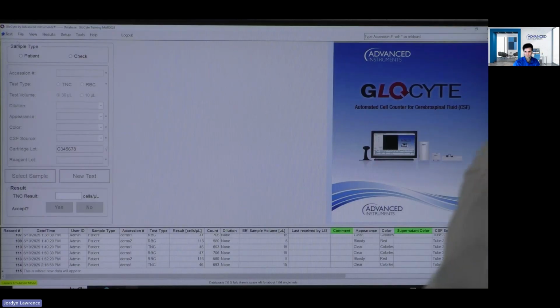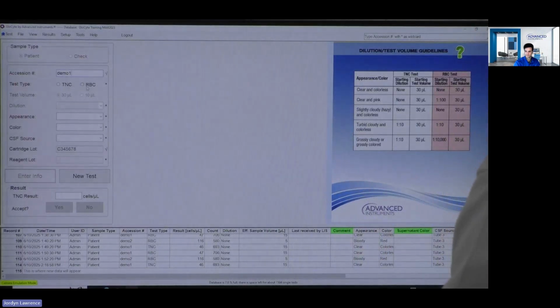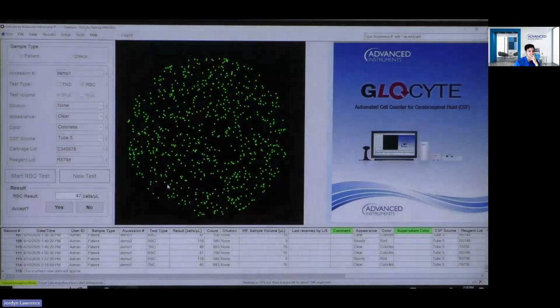Repeat the same process. So patient, putting in my accession number. Now I'm doing the red blood cell dilution. I promise I will go over the dilution. I told you I would. Appearance, clear, colorless, 2, 3, and start. And again, within seconds, it's going to pop up the result. So this is 47 cells per microliter for the red blood cell reagent with the CSF. So I'm going to click yes.